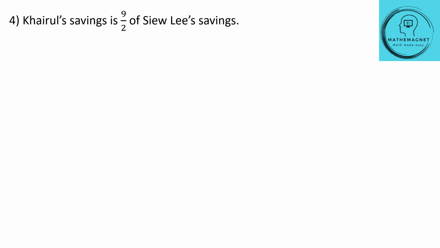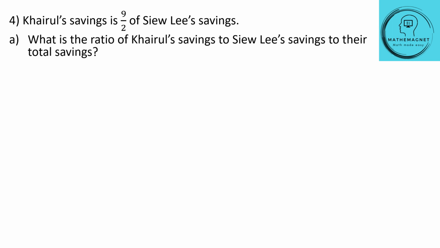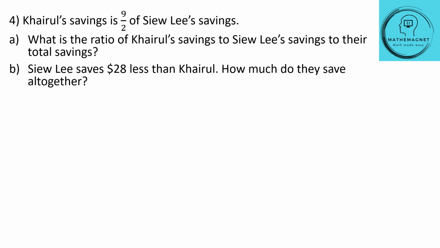Question number 4. Kyrol's savings is 9 by 2 of Sully's savings. A. What is the ratio of Kyrol's savings to Sully's savings to their total savings? B. Sully saves $28 less than Kyrol. How much do they save altogether?